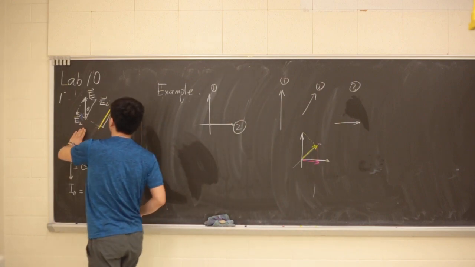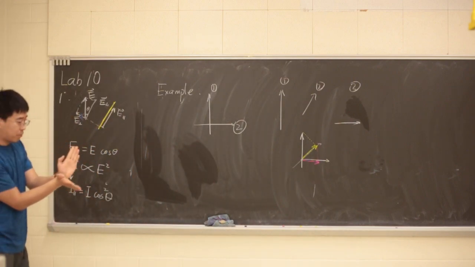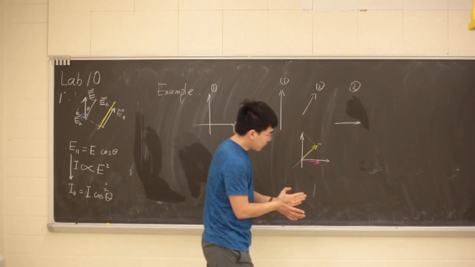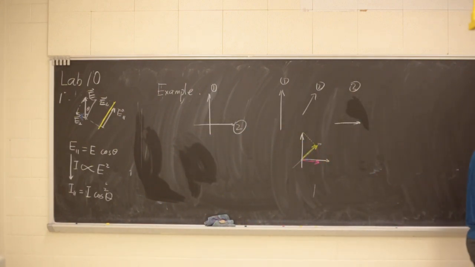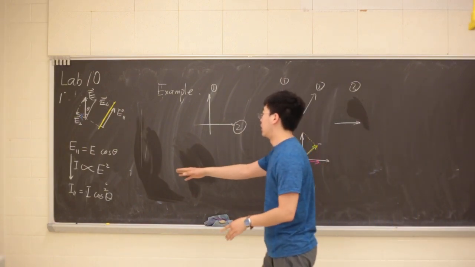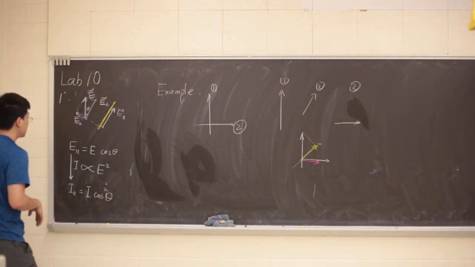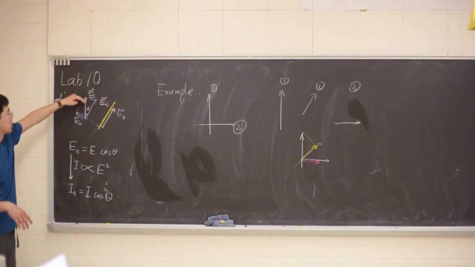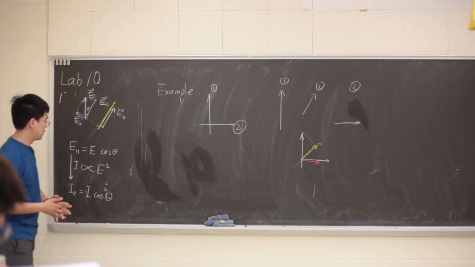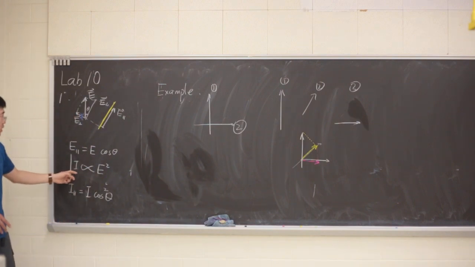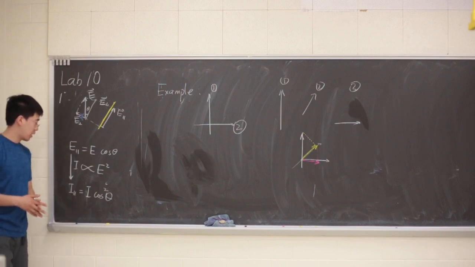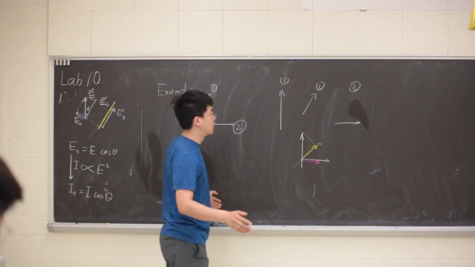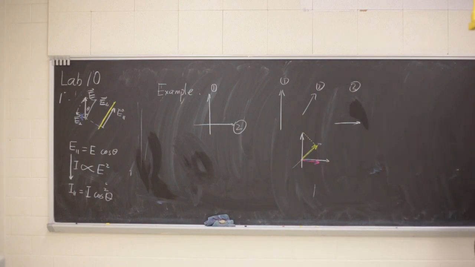So that's how you deal with that. Just decompose it into parallel and perpendicular components, just like what happens in the mechanics class, and then calculate using a formula like this, because of trigonometry, E parallel equals E cosine theta, and you know I is proportional to E squared, so I parallel equals I cosine theta squared. Yes. Cool. Any questions? Thank you.